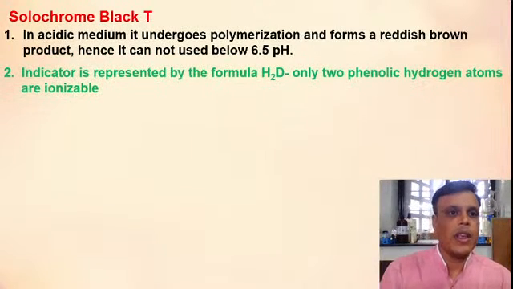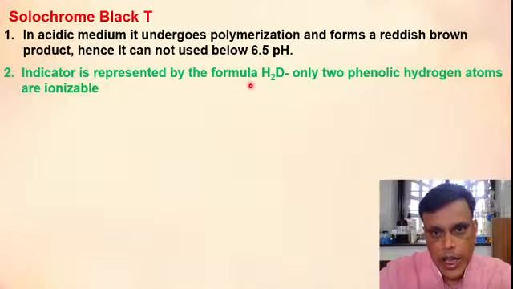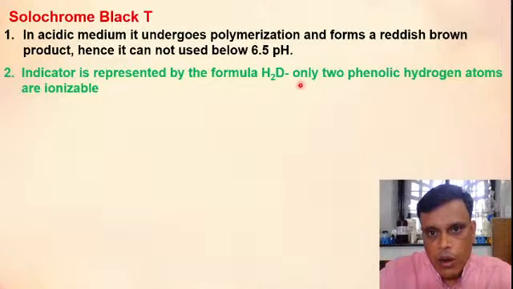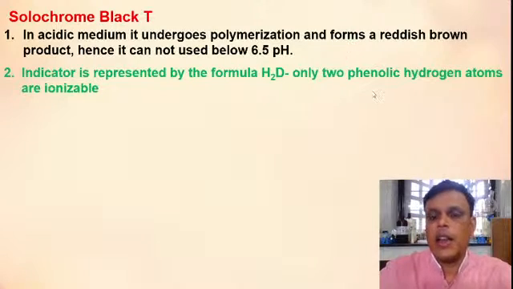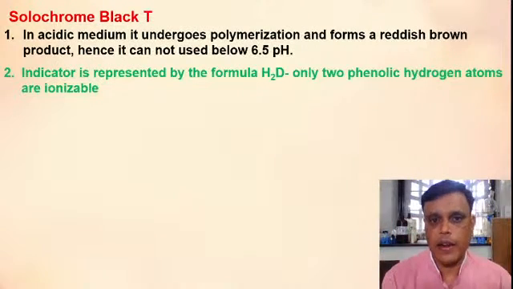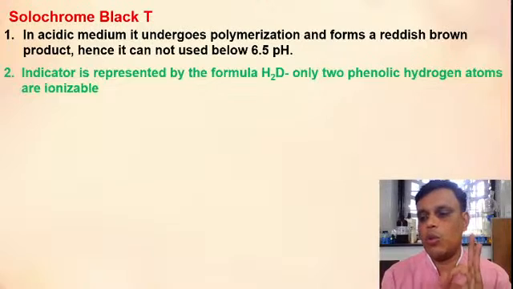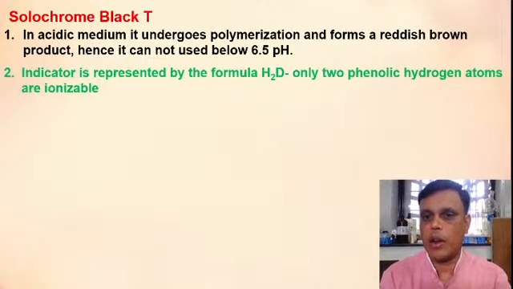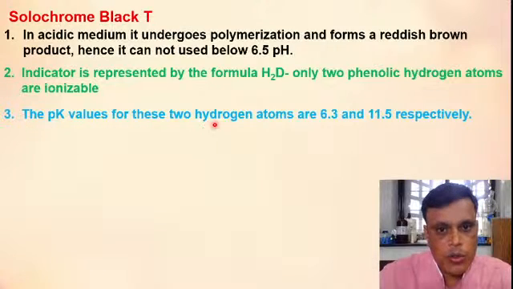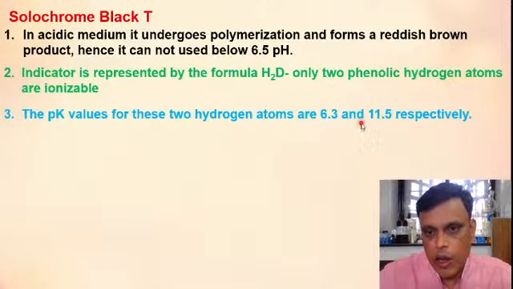Then second property, indicator is represented by the formula H2D minus. This is the formula of solochrome black T indicator, H2D minus. There this H2 means what, there are only two phenolic hydrogen atoms that are ionizable. In this formula D represents the whole moiety of the indicator and this H2 represents that only two ionizable hydrogens are present, and these two ionizable hydrogens are from the phenolic group. ठीक है, then third property, the pKa values for these two hydrogen atoms are 6.3 and 11.5 respectively.